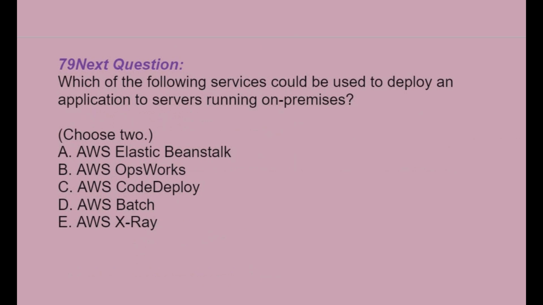Question is, which of the following services could be used to deploy an application to servers running on premises? Choose two options. Option A, AWS Elastic Beanstalk. Option B, AWS OpsWorks. Option C, AWS CodeDeploy. Option D, AWS Batch. Option E, AWS X-Ray. Correct answer is option B and option C.